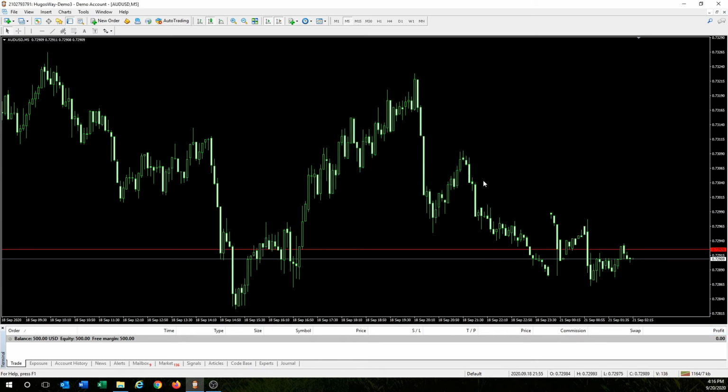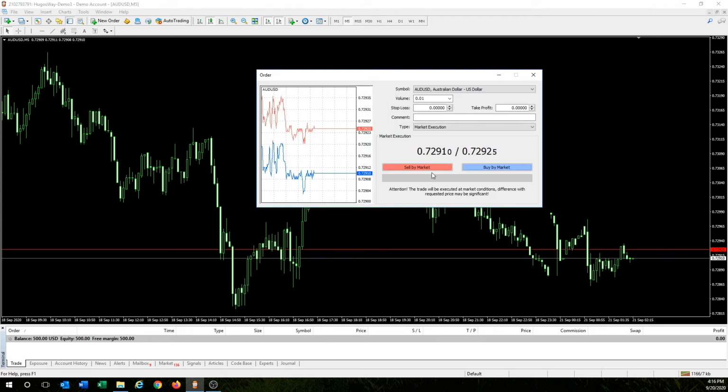Say based on our analysis, which you don't know how to do yet, we think price is going to continue further down, right? This is just a little line I drew. I'm going to delete it. But say we think price is going to go down. All we do is click on new order. We set our trade size, and we make sure it says market execution, which means it'll place a trade right away. And if we think price will go down, then we hit sell.